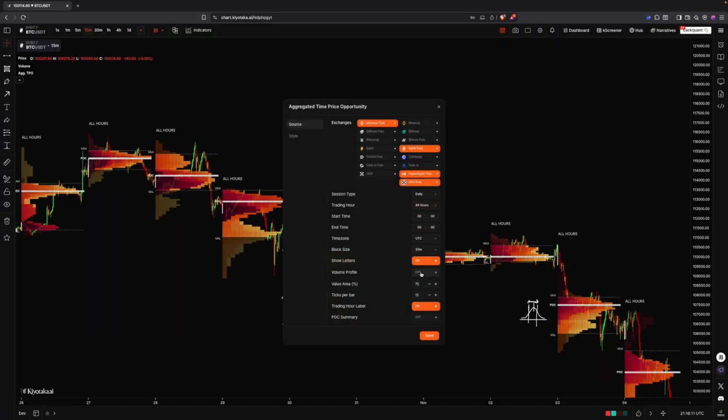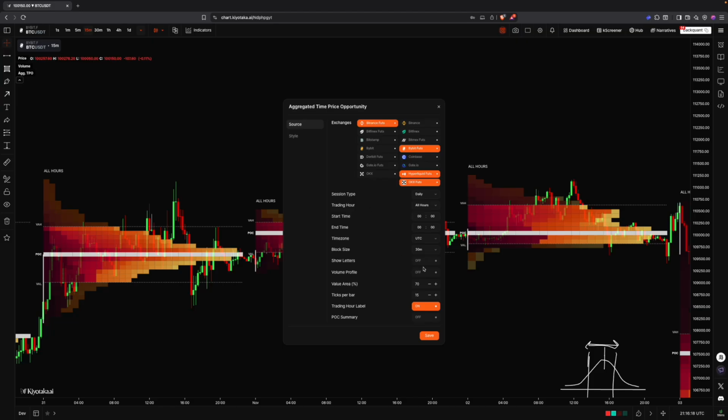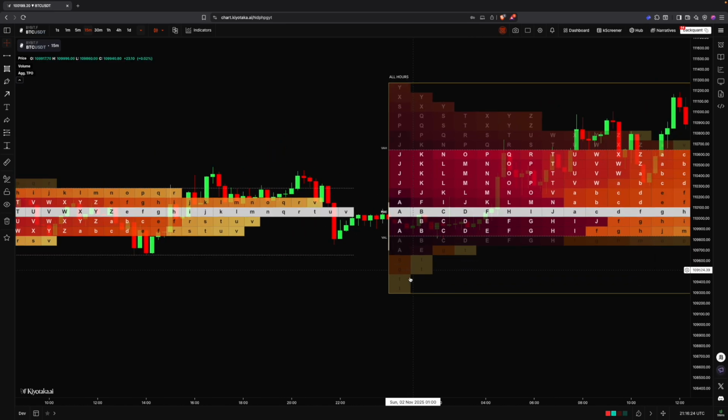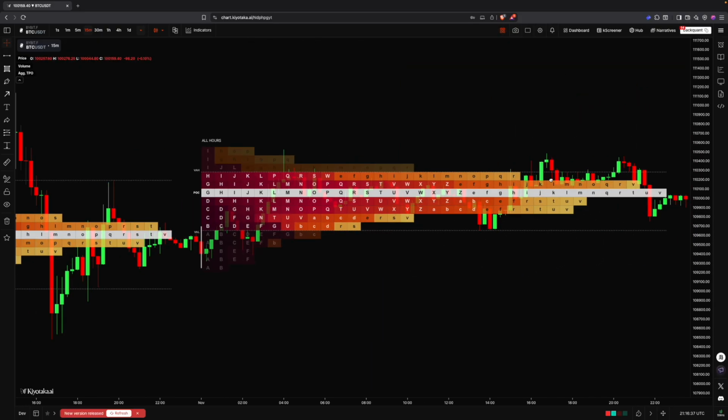Next up, we've got the volume profile. Oh, then show letters will toggle the letters on and off. This is good if you care about when prices were traded at the beginning of a session. Oh yeah, this brings us to the initial balance range as well. The initial balance range is the first hour of trading by default. We'll get into that later in the settings, but that's what this white line is on the left of your profiles here.